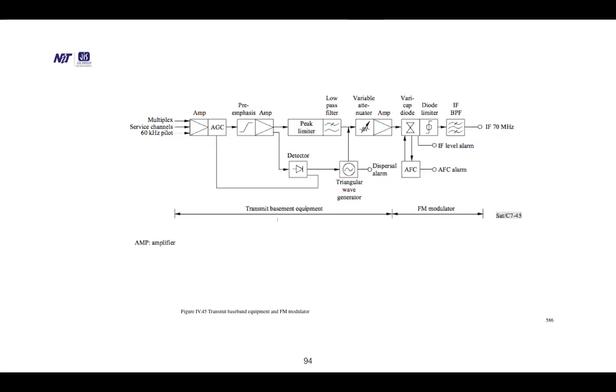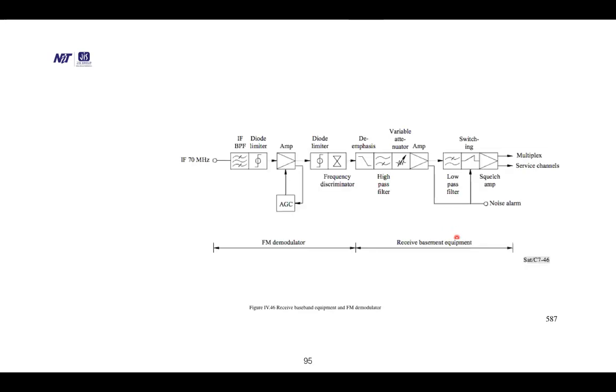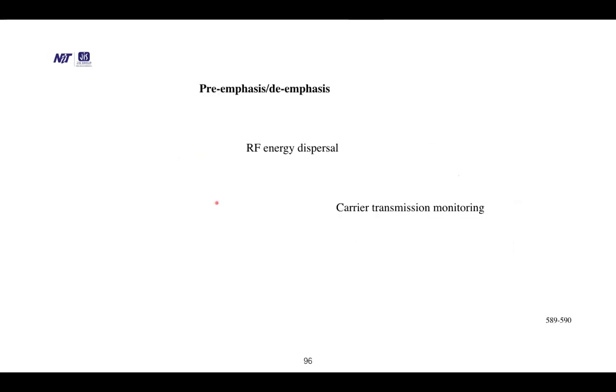This is the transmit baseband equipment. This is the FM modulator. And it is the same thing in reverse for the receiving section. So it is the FM demodulator, receive baseband equipment. We know pre-emphasis, de-emphasis, because these are all due to the nonlinearity effect of any circuitry for communication.